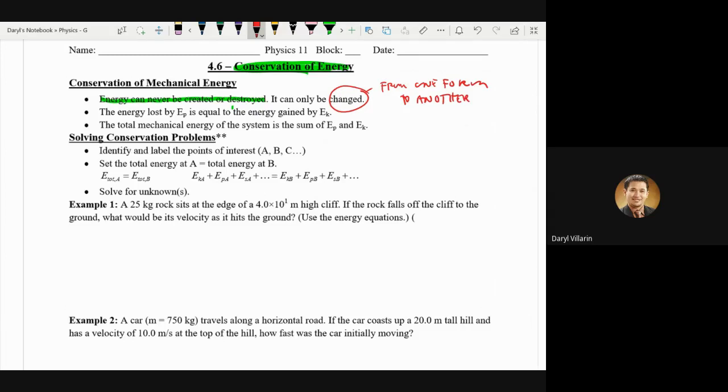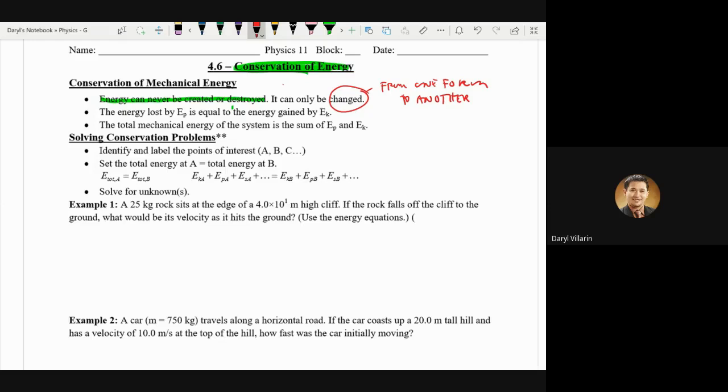So it can be from gravitational energy, it will be converted to kinetic, or other forms of energy can also be converted to heat. Okay. So the energy lost by the potential energy, if we're talking about the mechanical energies, potential and kinetic, is equal to the energy gained by the kinetic energy. This is what happens if you have a falling object. So the total mechanical energy of the system is the sum of the potential and kinetic.